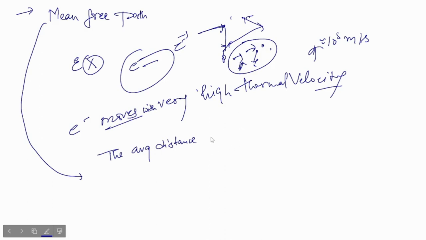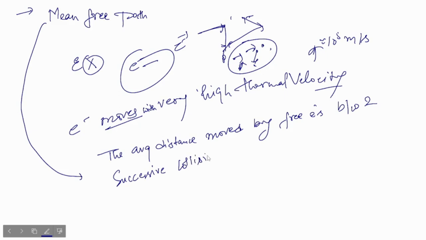The average distance moved by free electrons between two successive collisions is called the mean free path, and it is denoted by lambda.